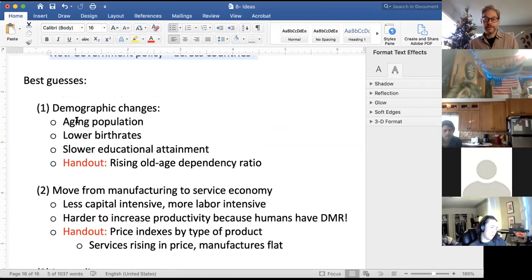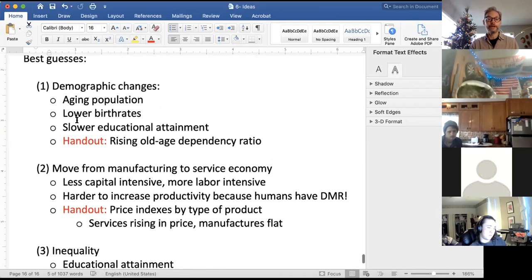The first one is demographic changes in the US, right? We have an aging population, we have lower birth rates, and we've seen that educational attainment growth has actually slowed in the US. There's a dramatic slowing in the number of people who are going to college, for instance, and finishing college. So these things might be showing up in productivity. They're probably going to show up very slowly, but they are going to show up nonetheless. And so many economists have argued that the reason productivity is slowing down is because we have a much different population than we have had in the past.